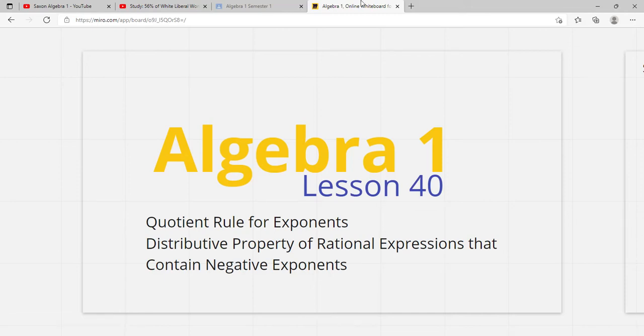Hi everybody, this is Algebra 1 Lesson 40. This lesson covers quotient rule for exponents and distributive property of rational expressions that contain negative exponents.